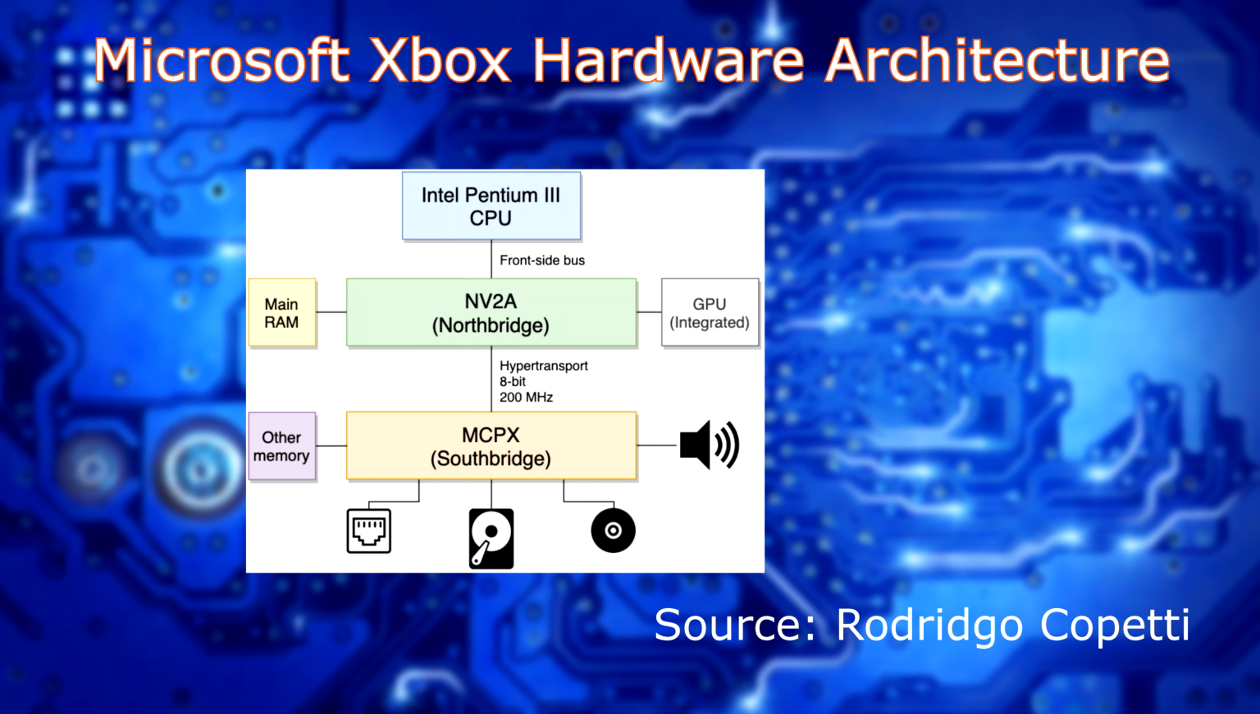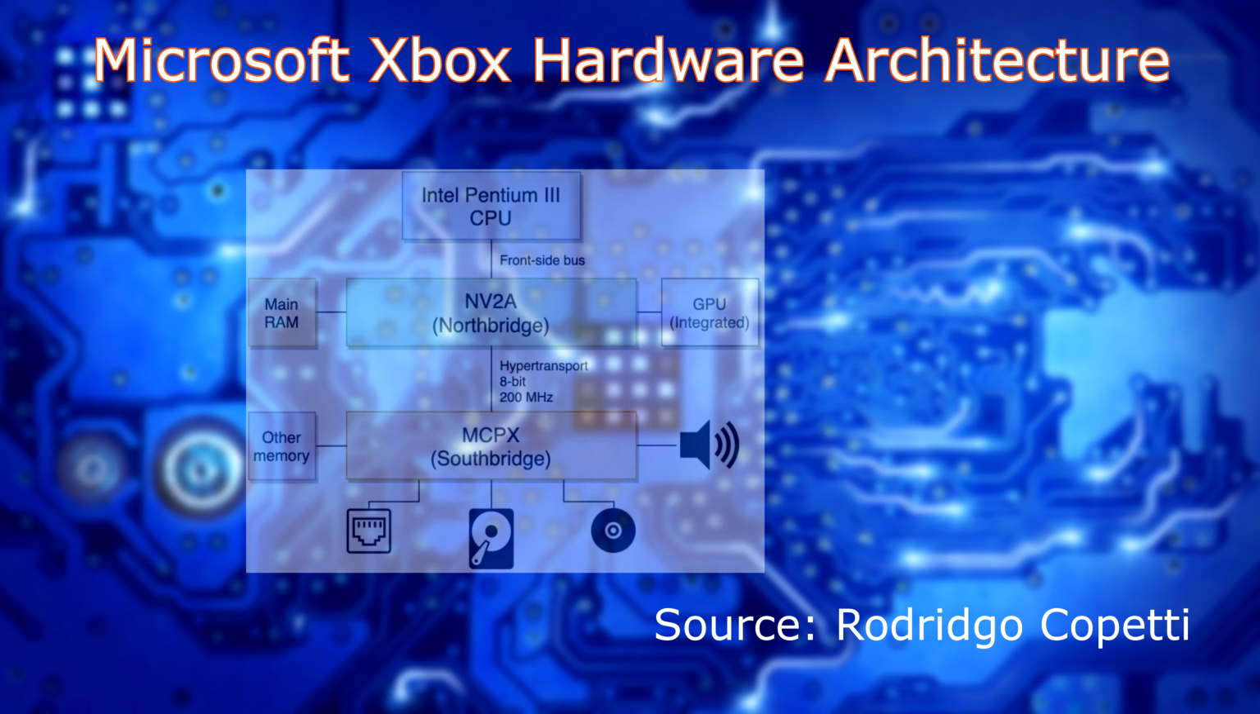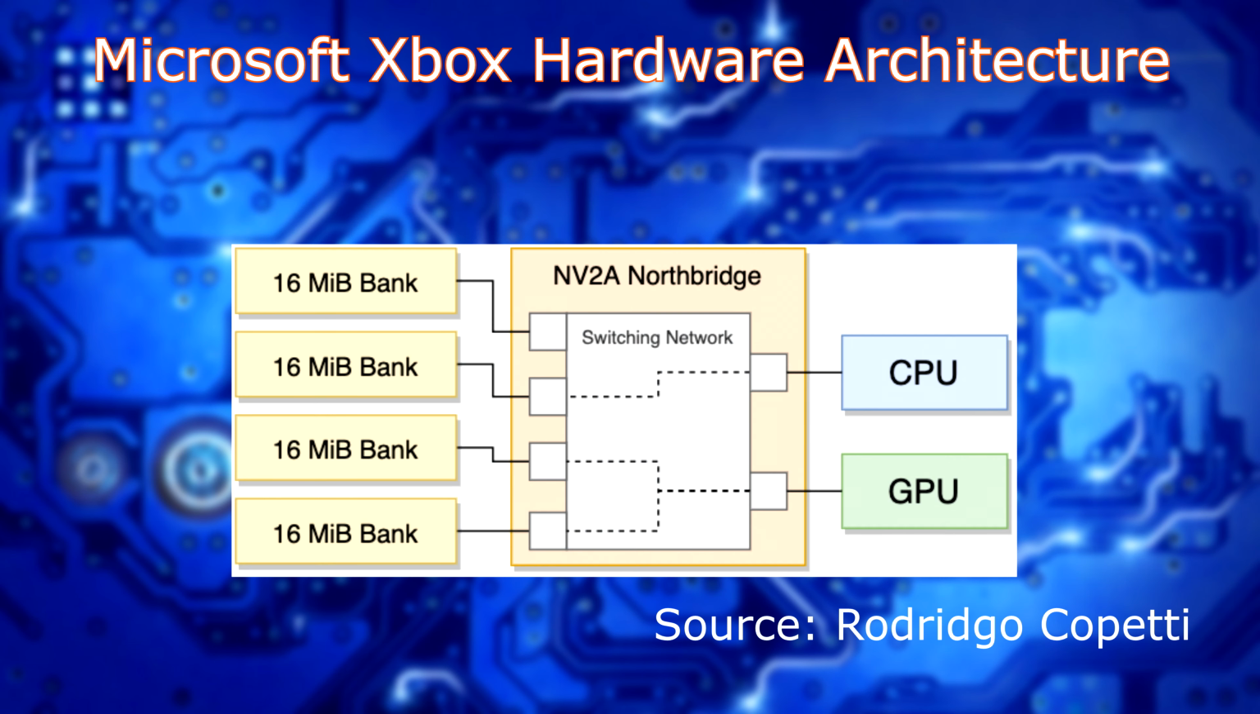Connected to the North Bridge was 64 megabytes of DDR SRAM. And in typical old console fashion, we are staring down a unified memory architecture layout. The North Bridge had a switching network, a series of crossbar switches that connected 16 megabyte banks of that 64 megabyte RAM to the CPU and the GPU. This was then controlled by the CPU. This also allowed for more concurrent accesses, and data could be pushed from the CPU to the GPU and vice versa.